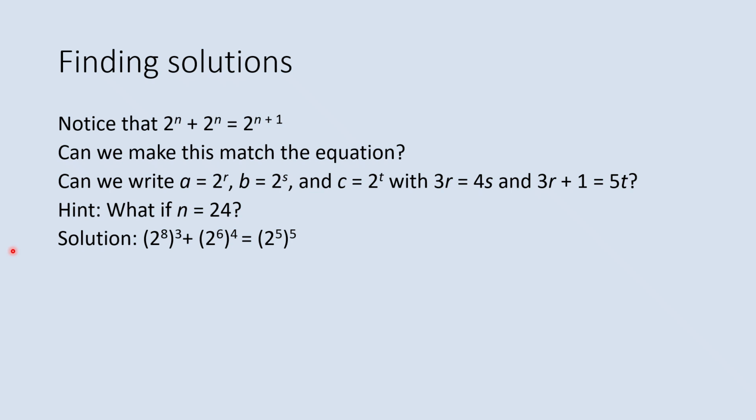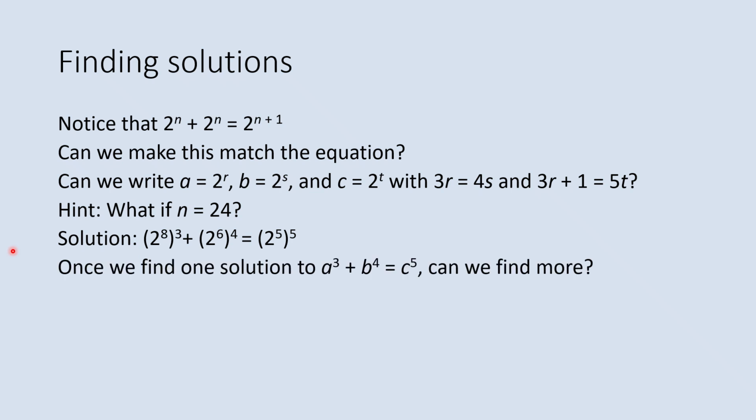All right, so if we solve for r, s, and t in these situations, then we have 2 to the 8th raised to the 3rd power plus 2 to the 6th raised to the 4th power equals 2 to the 5th raised to the 5th power. So hopefully your code gave you solutions of a being 2 to the 8th, b being 2 to the 6th, and c being 2 to the 5th. Now again, your Python code would have given that to you as actual integer values, so you can check to make sure that we got the same answers as your first solution.